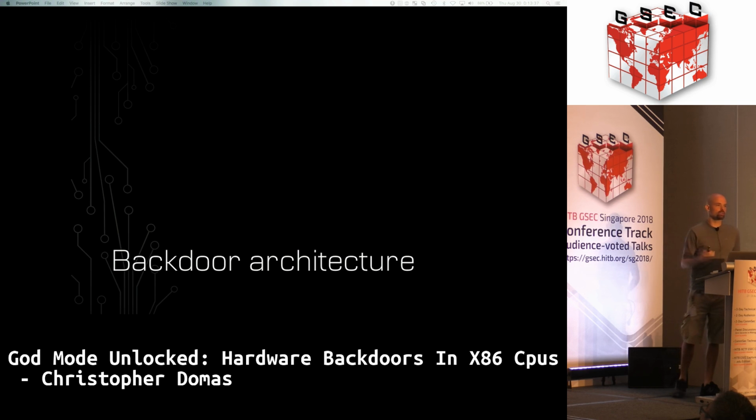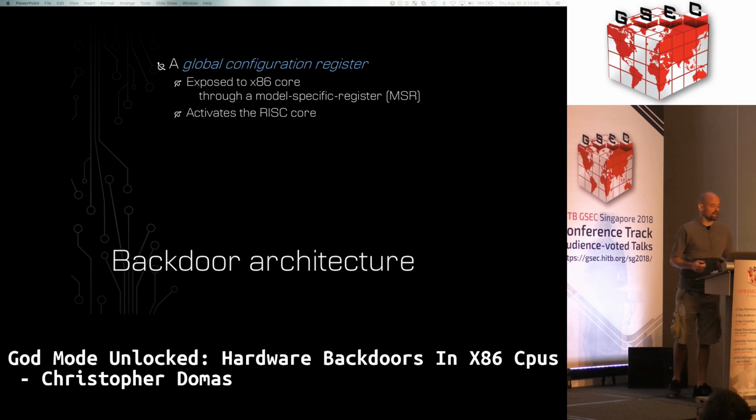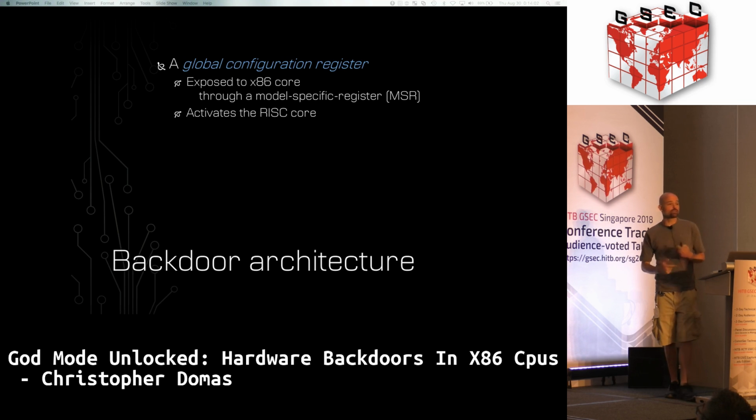So I wanted to introduce some of the terminology that these patents were hinting at. One of the main ideas discussed in these patents is using a non-x86 core alongside the x86 core in a processor. And they hint that the non-x86 core is going to be a RISC architecture. Now, they didn't have a term for this non-x86 core, but I started calling it the deeply embedded core in my research. The patents also hinted at something they called the global configuration register.